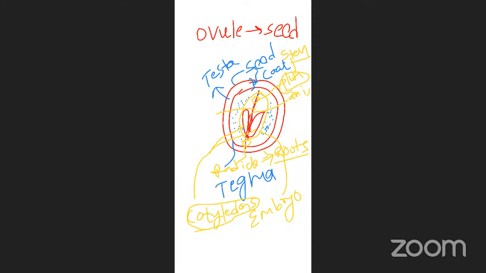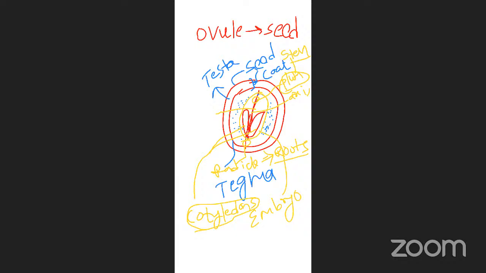Okay. Now the seed structure is completed, and let's discuss one by one. The seed coat, embryo, endosperm, and in the embryo, cotyledons. Actually, if we take the dicot, two cotyledons are present. If we take monocots, only one cotyledon is present. If we take the gymnosperm seeds, more than two cotyledons are there.